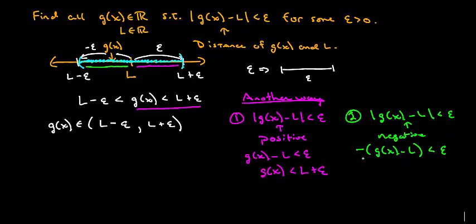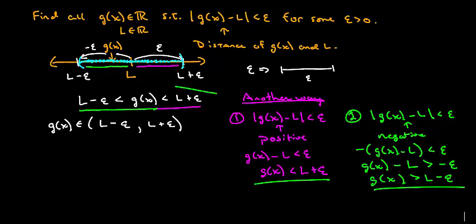If I multiply everything by negative 1, I get this. And if I start moving some things, this should be negative. And if I move my L over, I have g of x is strictly greater than L minus epsilon. Where do you see that? g of x is greater than L minus epsilon. So if you put this guy together with this guy, you get this guy as well. So again, there's two approaches to looking at this.